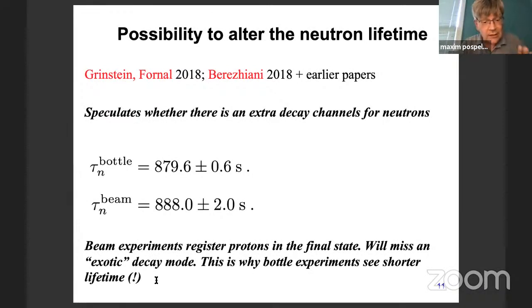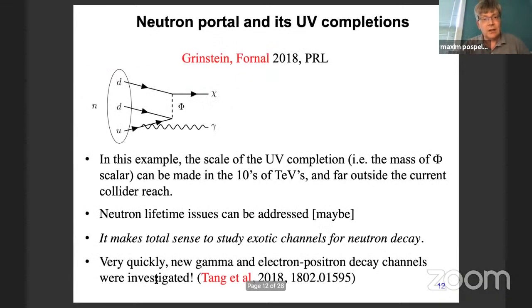I'm not sure that this is still a legitimate explanation, because there are independent measurements of the G sub A coupling, say neutron polarization measurements, neutron decay correlation measurements, but let's leave it at that and just use it as some sort of initial motivation. So Greenstein and Fornal also showed how these models can be UV complete, and the UV completion can be achieved with particles that are in tens of TeV and therefore outside of the collider reach, which is very nice.